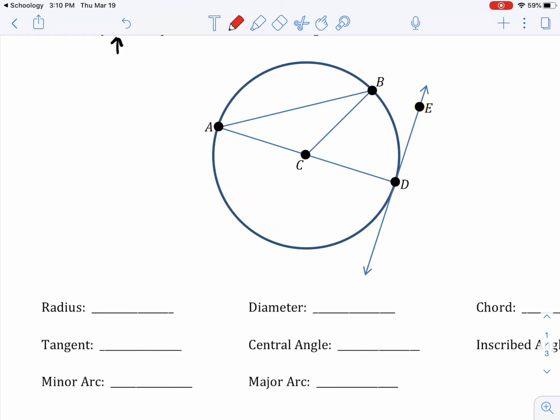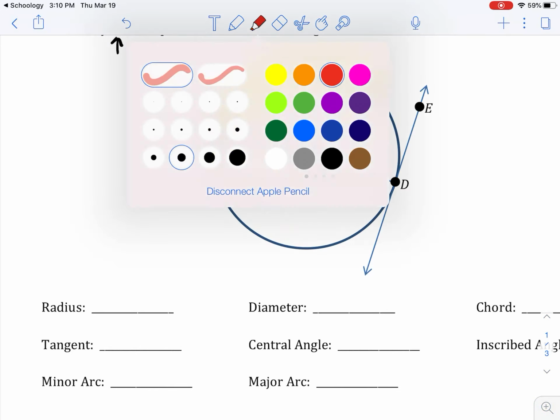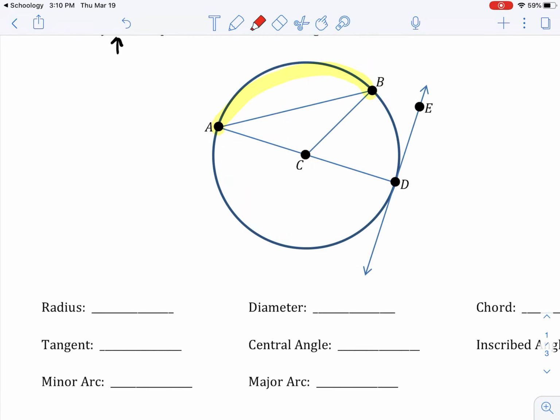Next one right below that, name a minor arc. A minor arc is an arc that's less than 180 degrees, so less than a semicircle. So you could have the answer of arc AB or arc BD. If you did arc AB, your answer would be written as arc AB. Some of you included C. C is not on the circle, so we don't include that in an arc name.